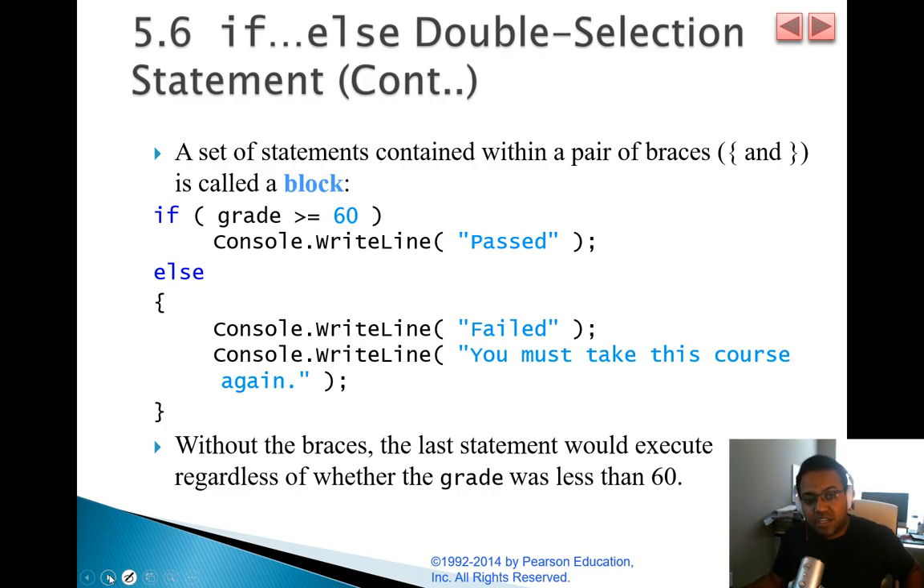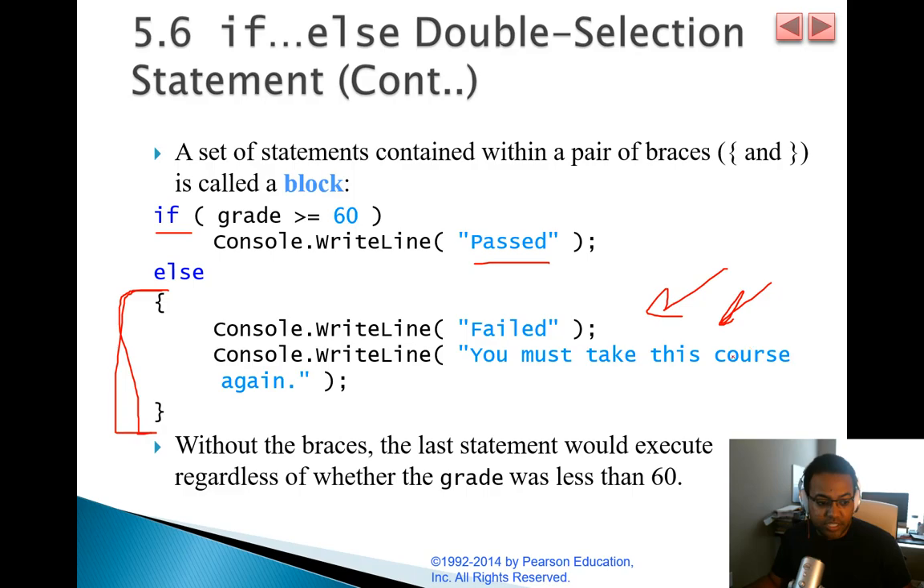A set of statements contained within a pair of braces is called a block. So this is a block of code. I dare say the majority of us have heard that before. So if grade is greater than 60, write pass. Else, in this block, the else statement will run: you failed, you're going to take the course again.